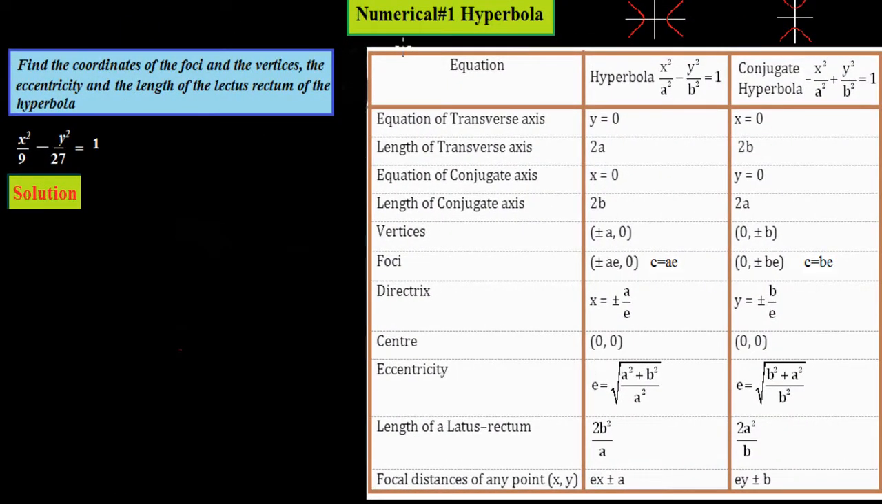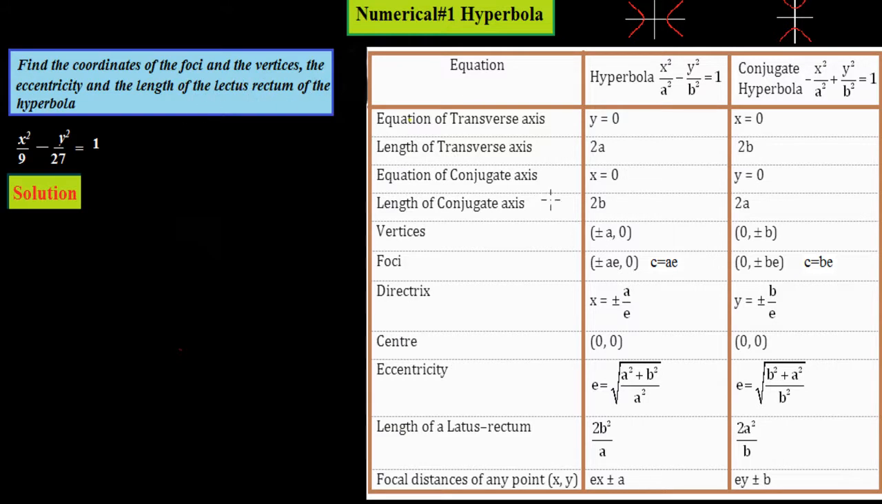Let us solve the numerical of hyperbola. This is the first numerical of hyperbola. These are simple sorts of numericals. We have to find the coordinates of the foci and the vertices, the eccentricity and the length of the latus rectum of the hyperbola.